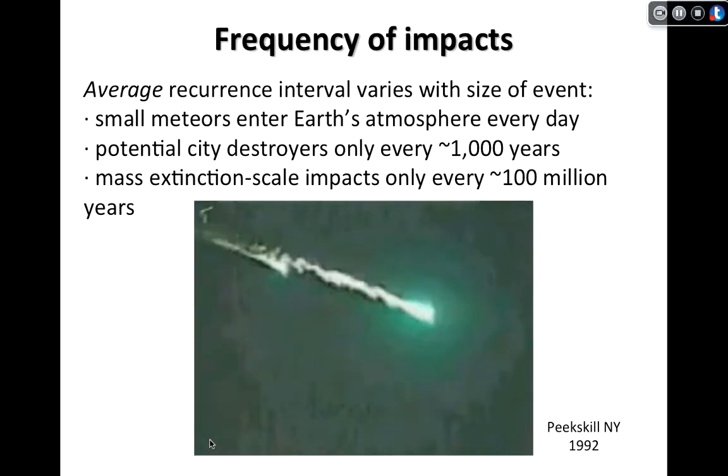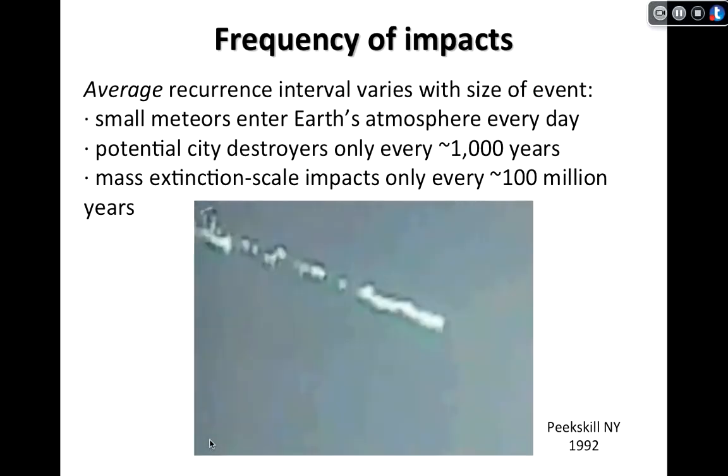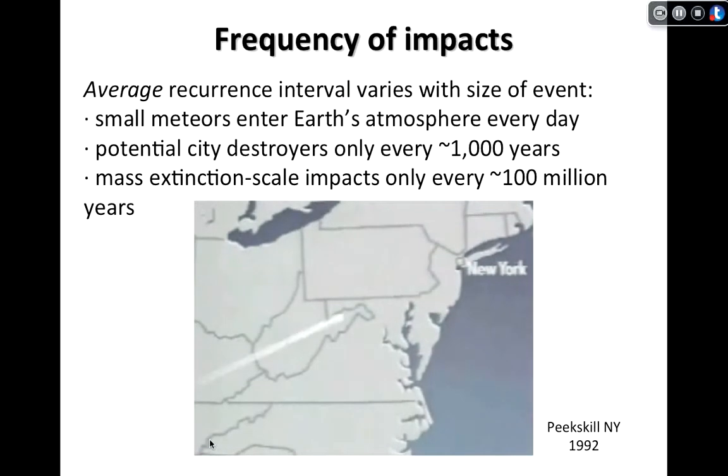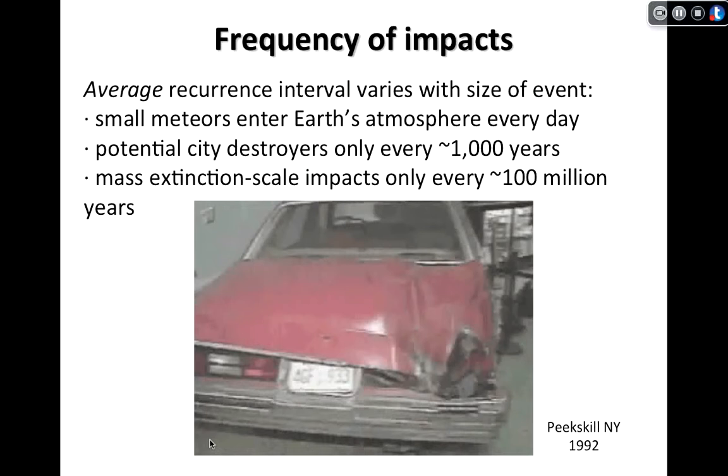There are certain times of year when we see meteor showers, which are particularly good times for seeing shooting stars. Things that might potentially destroy a city only happen every 1,000 years or so. And then mass extinction scale events, really big impacts that even change the course of life on Earth, happen something like every 100 million years or so. It's important to remember that these are average recurrence intervals, we call them. Just on average, something will happen every 100 million years. There's no fixed timetable. We can't predict things that well.